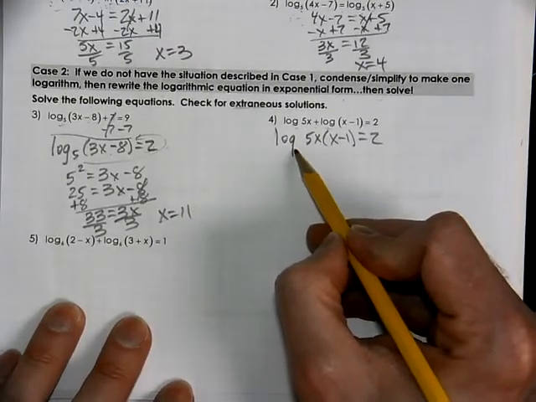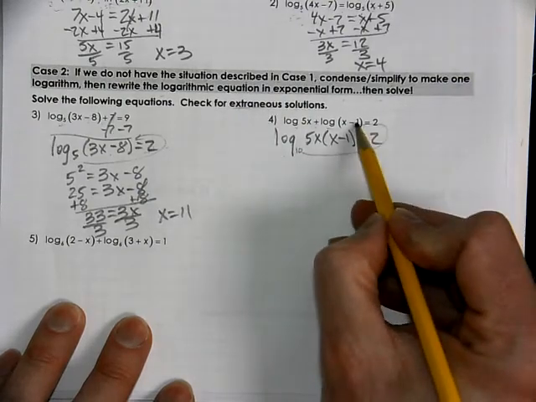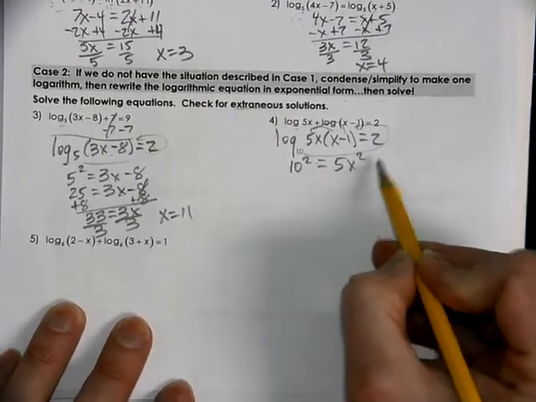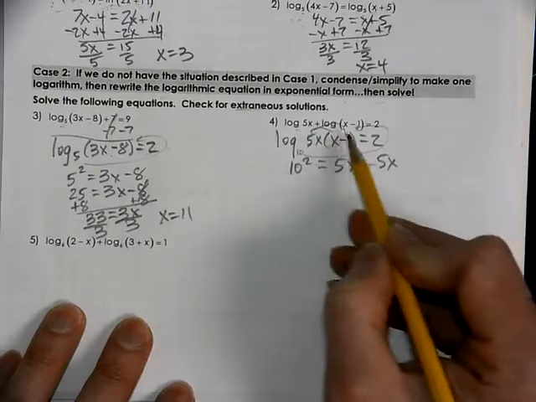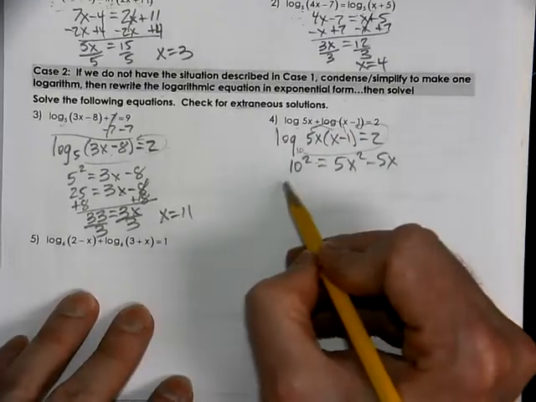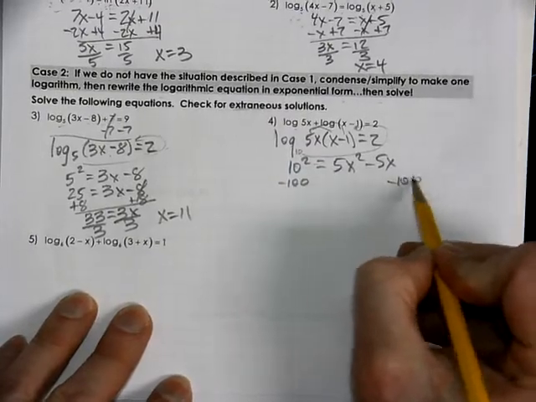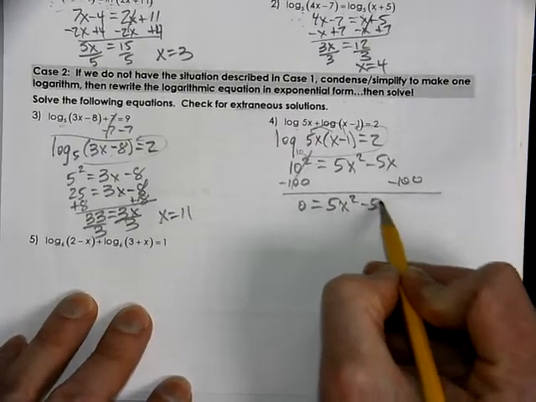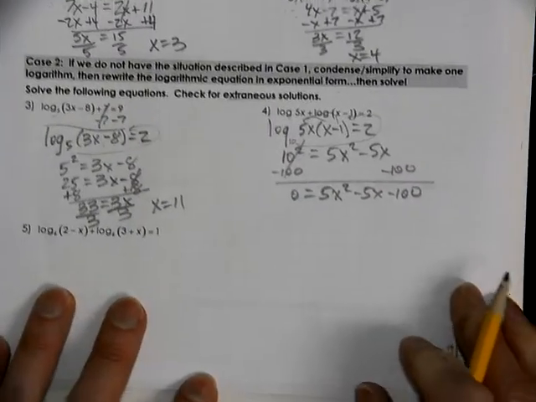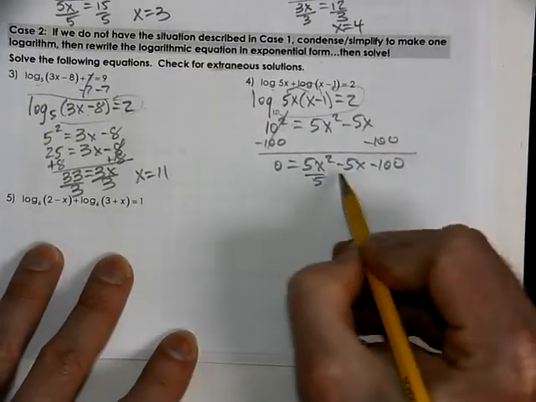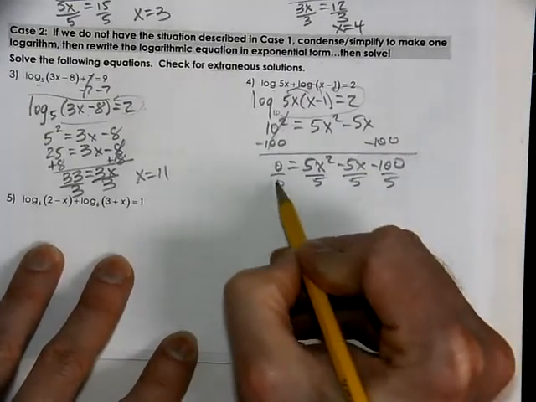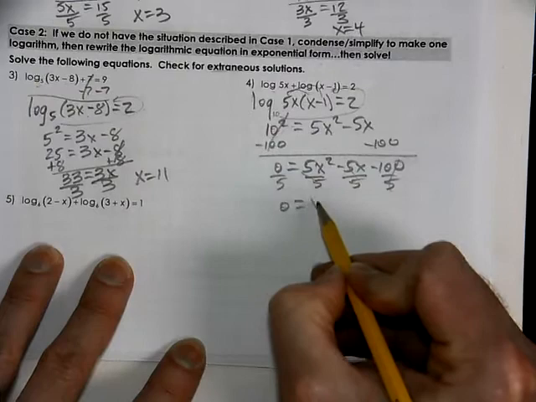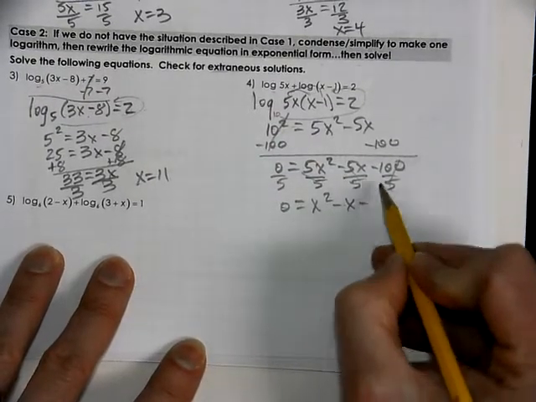Because this is a common log, we know the base is 10, and we can write this as 10 squared equals 5x squared minus 5x. We distribute that through. Then you can subtract your 100, because that's what 10 squared is. We have 5x squared minus 5x minus 100, and we can factor that. It might be easier to divide everything by 5. We get 0 equals x squared minus x minus 20.